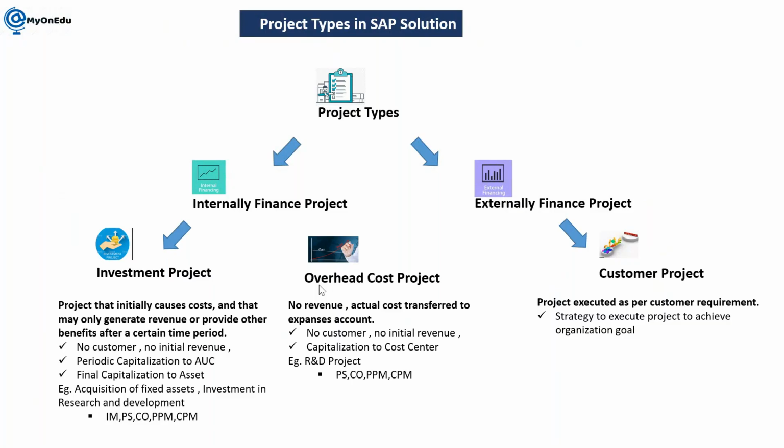Similarly for an overhead cost project, here your cost, your expenses, the total amount which you are going to incur in the project, will be settled into cost. Okay, that will be settled into your expense account. So in that case IM will not be in the picture, only the project system, and along with that you can use a controlling object like cost center accounting. And you can implement this type of project.